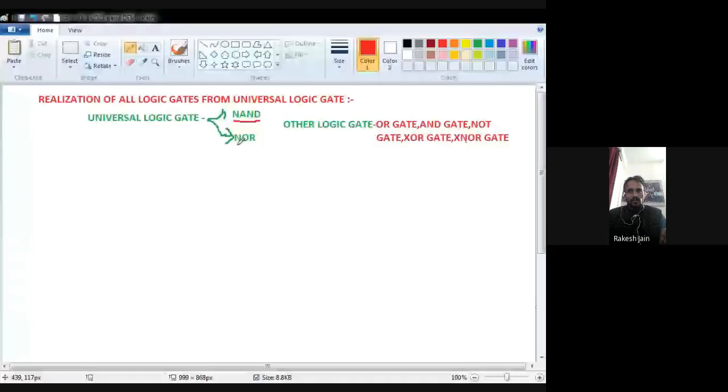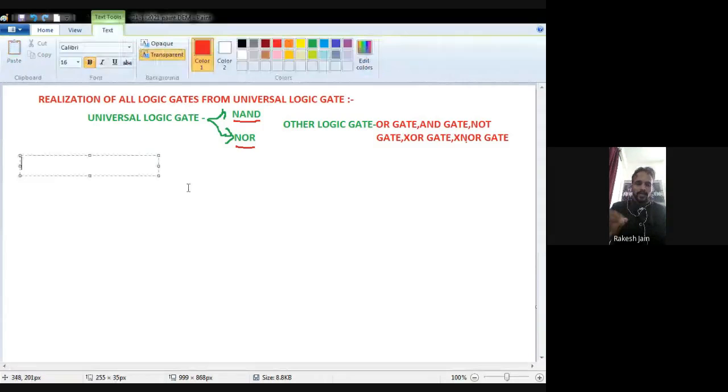Okay, so every universal logic gate is universal because with the help of that gate we can realize 6 other gates: OR, AND, NOT, XOR and XNOR, 5 logic gates, and one more which is the other universal gate. For example, if I see NOR gate as a universal logic gate, it means I have to realize these 5 and the NAND gate with the help of NOR gate. Okay, so how can it be possible?